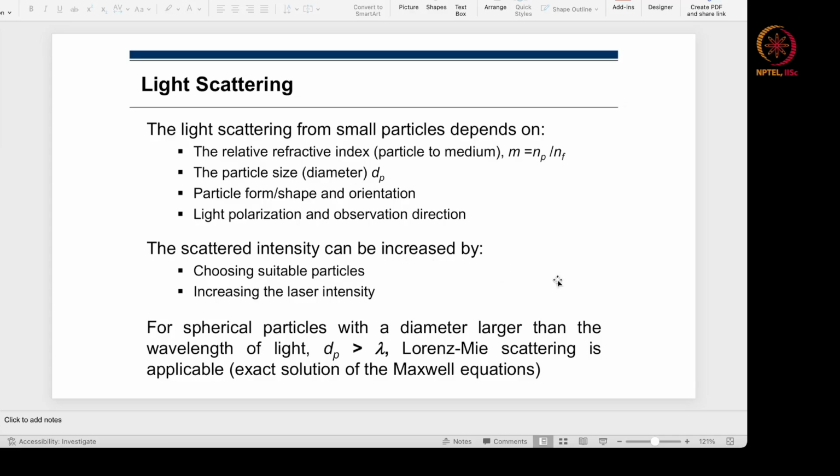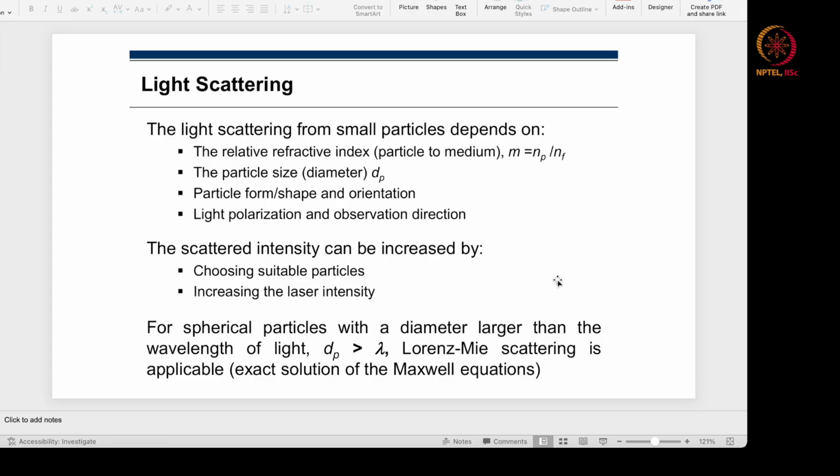So when we do light scattering, the light scattering from small particles depends on a multitude of things. First is the relative refractive index, that means particle to the medium. If we call that m, it is the ratio of n_p by n_f, where p is the particle and f is the fluid. So it's a relative refractive index. It depends on the particle size, which we will see when we do a little bit of optics. The particle size is given as d.